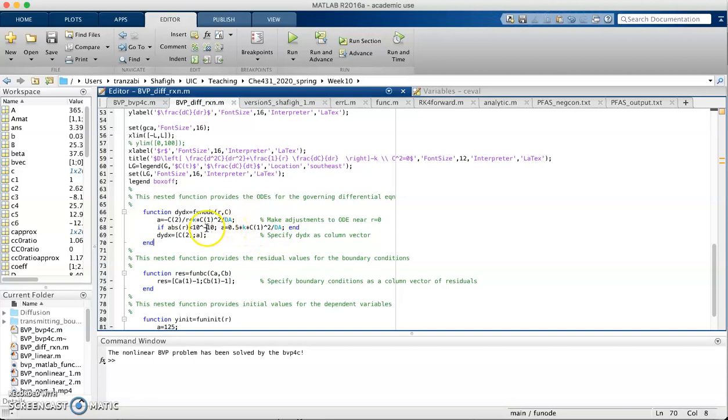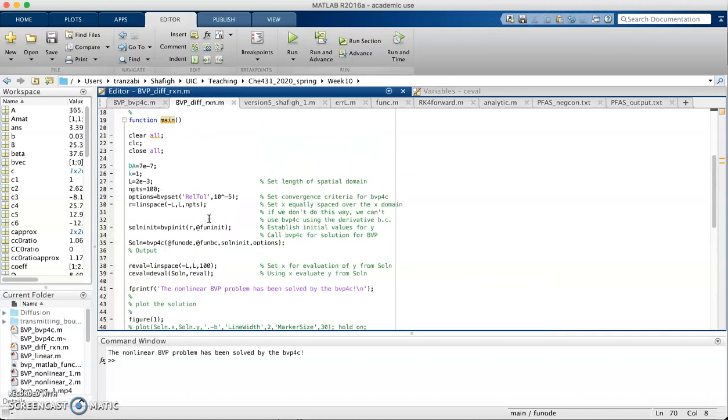Right, so if you're very close to the center of the cylinder, then this is going to be my dy dx. The first term is as before, the second term is modified if r is very close to 0. If you don't do this correction, then when r goes to 0, you get 0 divided by 0, which is not a defined limit. Okay, so that is the function.